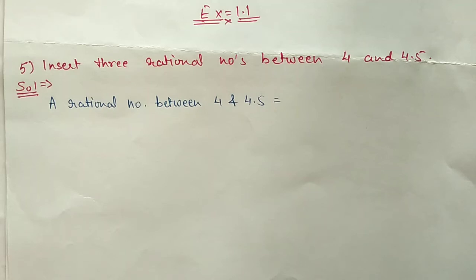Hello students, we are doing chapter number 1, rational and irrational numbers, exercise 1.1. In the last video we have done till question number 4 and now we are starting from question number 5.